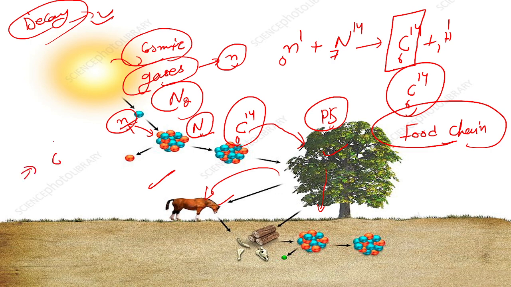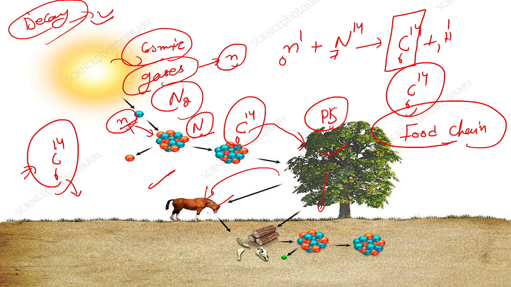This carbon isotope that is formed because of the mixing of neutron and nitrogen is present in every living body on this earth, and this isotope helps us to understand the age of a particular fossil, when it is found many years after it died.